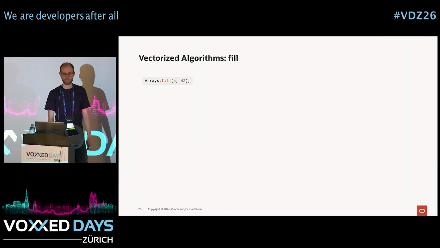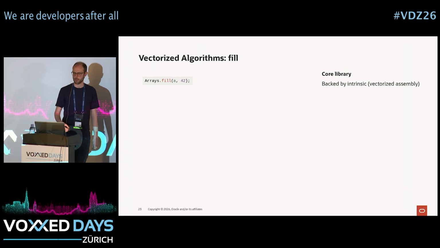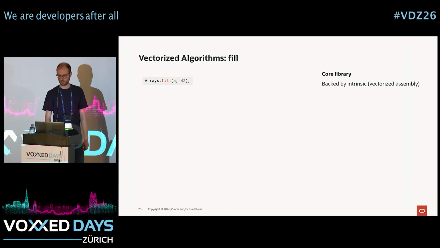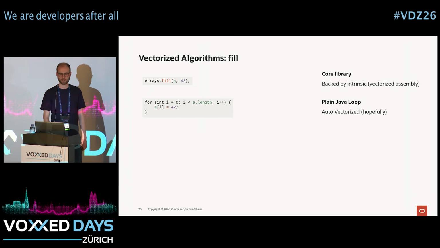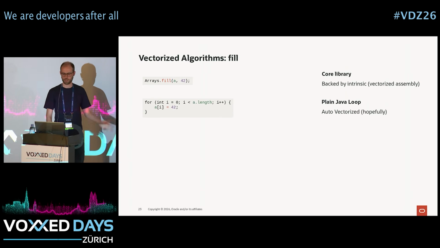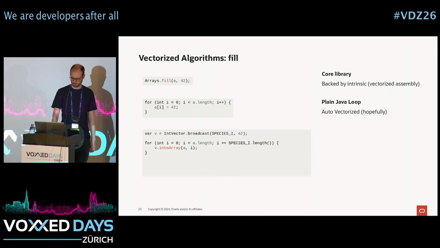For that, we have Arrays.fill, which is from the core libraries, and it actually is backed by a vectorized intrinsic. So there is this snippet of assembly that backs it. And so I would recommend that you try that first. Just use that and don't hand roll your own code. But of course, you can hand roll your own code, and then this should get auto-vectorized or replaced with an intrinsic in this case, actually. But since this code shape is so simple, it should get optimized.